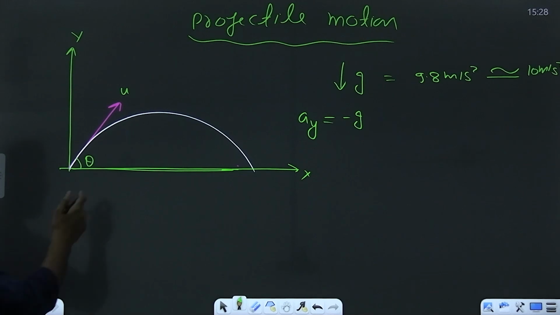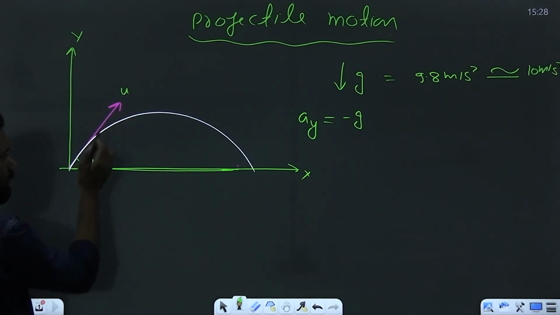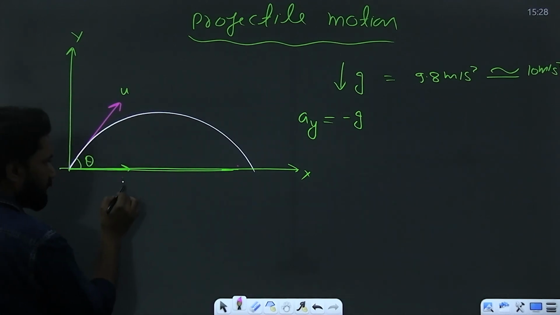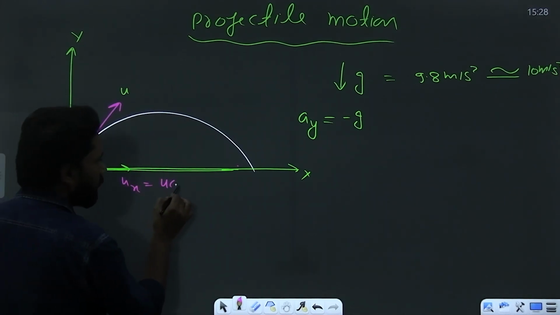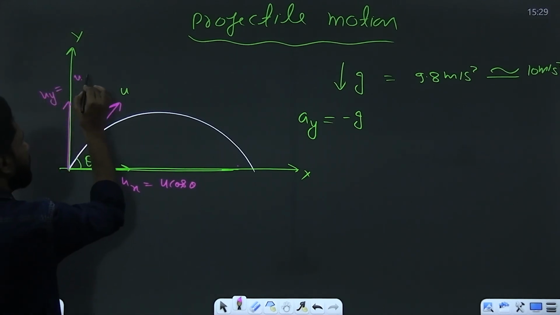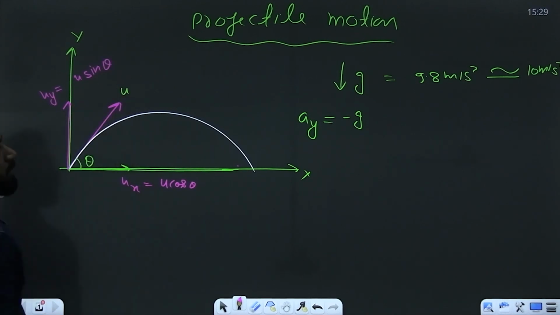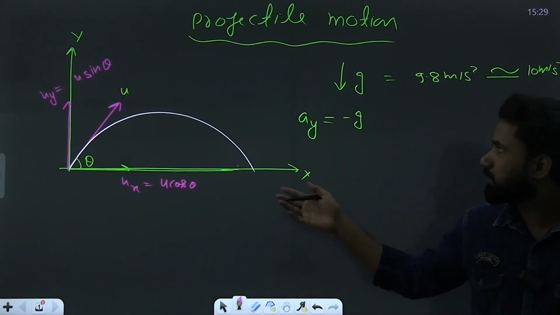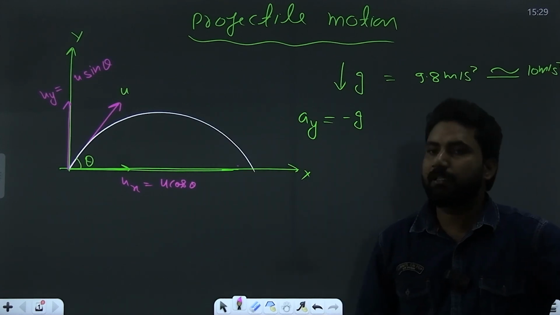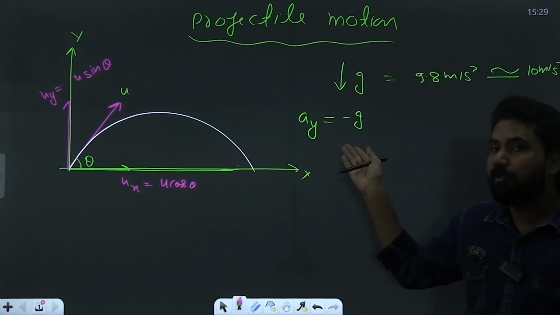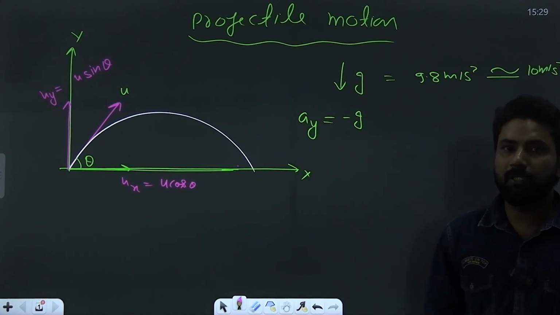So let us start. We have to resolve the velocity u in the horizontal direction along the x-axis, that is ux is equal to u cos theta, and in the perpendicular direction, uy will be u sin theta. So, to analyze the motion of the projectile, we have resolved the initial velocity along the x-axis and along the y-axis, and acceleration is along the y-axis only.